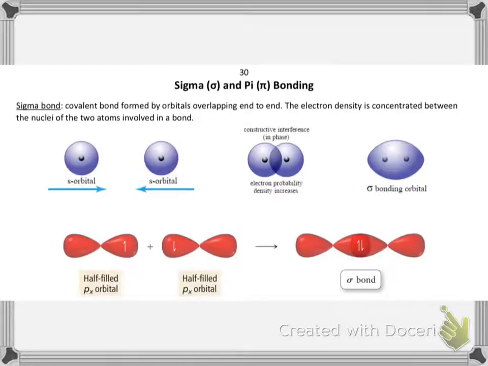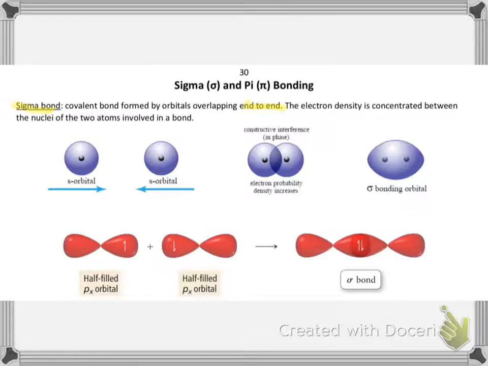Let's talk in a little more detail about how covalent bonds form. Technically, covalent bonds form when orbitals overlap and in fact merge. There are two different ways this can happen, in a sigma bond or a pi bond. A sigma bond is when orbitals overlap end to end. This means the electron density is concentrated between the nuclei of the two atoms.